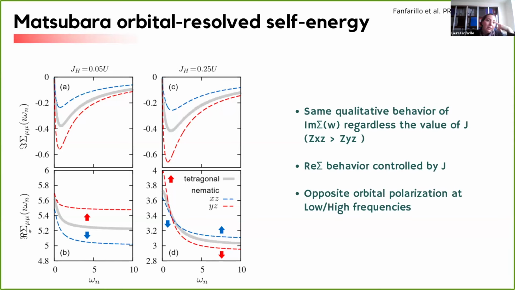But you see that the real part has a completely different behavior from the low J regime to the large J regime, with the small J regime essentially showing a rigid splitting of the self-energies for the two orbitals, while in the large J regime you see that there is a crossing, and so a sign change, between low frequency and high frequency, creating this opposite orbital polarization.